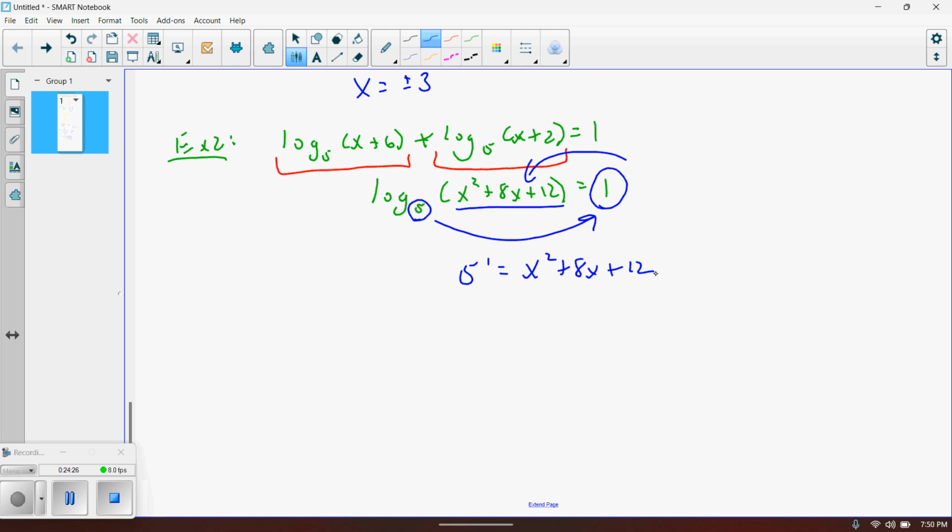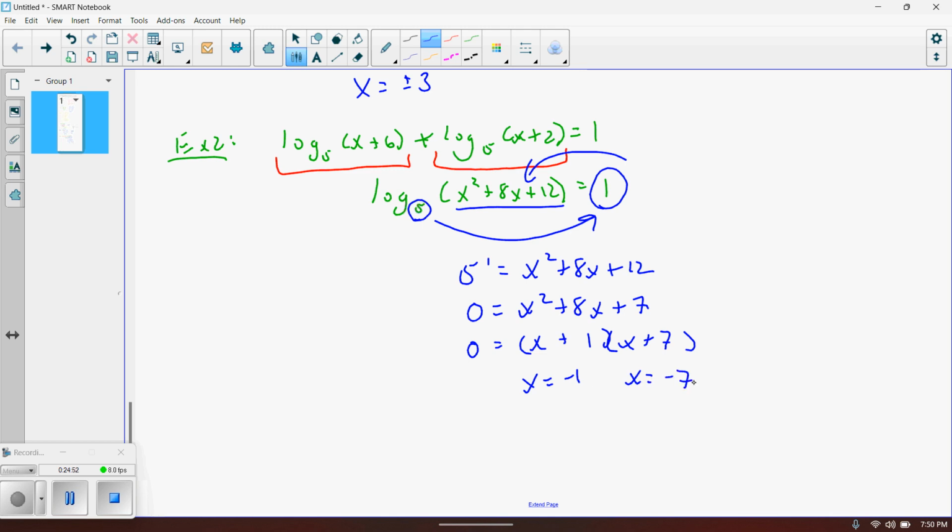Let's subtract 5 on both sides. So we get x squared plus 8x plus 7. This one does factor. So that would be x and x. That's going to have to be a 1 and a 7. They're both positive because we need to add up to positive 8. So that means that x is going to equal -1 and x is going to equal -7.